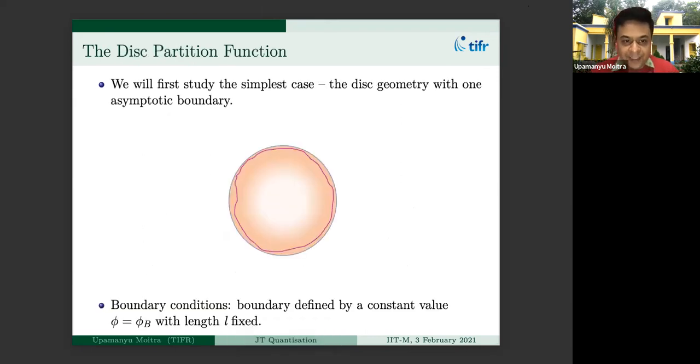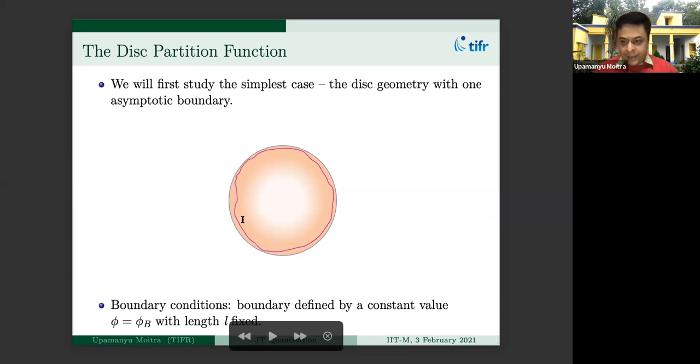So this is obviously for the simplest case, the disk geometry with one asymptotic boundary. I told you about the Schwarzian action, and the Schwarzian action corresponds to fluctuations of the boundary and the so-called time reparameterization modes. Remember that time here refers to the Euclidean time. So this is actually an angular coordinate, and different configurations have different cutout shapes, which we'll be summing over, and we'll get to it in due course.